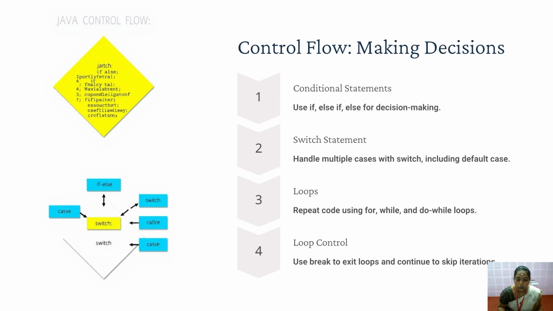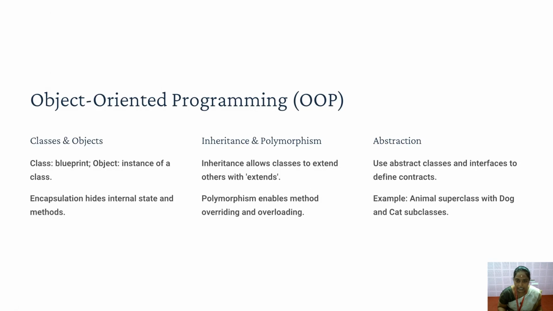And then loop control. To break the loop or to exit the loop, we'll be using break to exit the loop and continue to skip iterations. Next, the role of object-oriented programming. We have class, object, encapsulation, inheritance, polymorphism, abstraction.